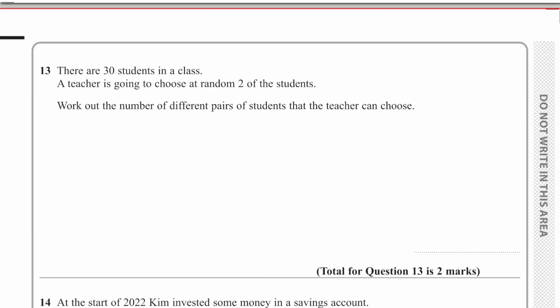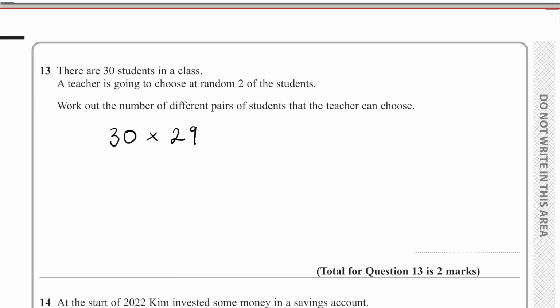Question 13. There are 30 students in a class. A teacher is going to choose at random 2 of the students. Work out the number of different pairs of students the teacher can choose. So for the first pick, there are 30 options. So once we've picked one person, how many are left? There are 29 people that can go with them. So it's 30 times 29.